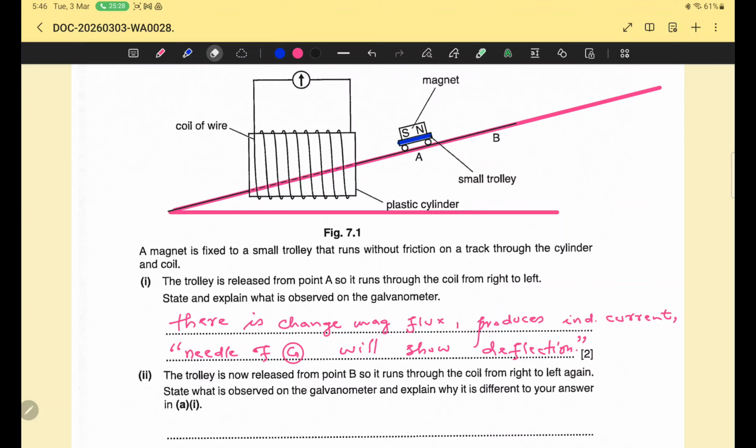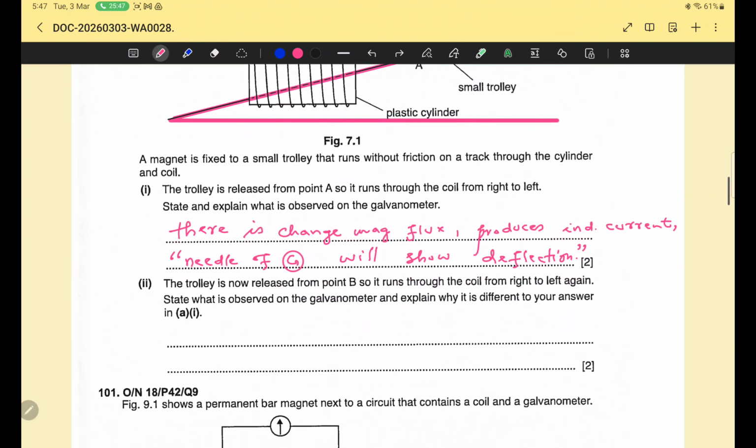So the question is this, sir, what is observed on the galvanometer? You know, galvanometer is composed of a needle. The reading is represented by a needle. So they are asking what is observed in galvanometer. It means they are talking about the needle. So the needle of the galvanometer shows deflection. When induced current is produced, then obviously the needle shows deflection.